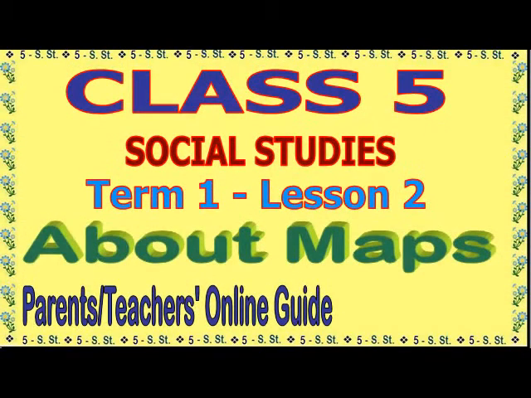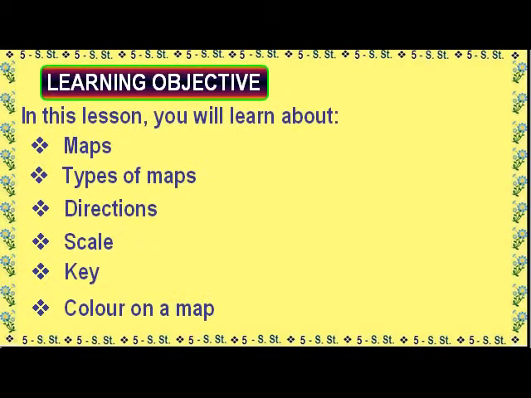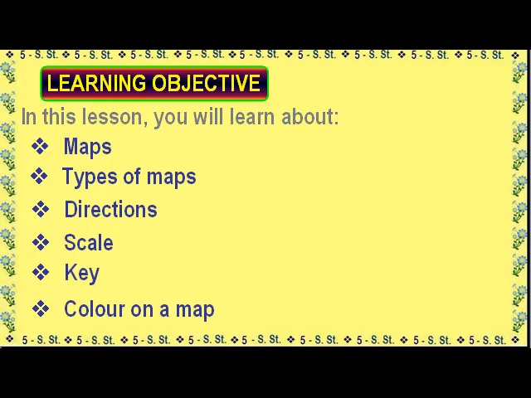Class 5, Social Studies, Term 1, Lesson Number 2, About Maps. Learning Objective. In this lesson, you will learn about maps, types of maps, directions, scale, key, colors on a map.